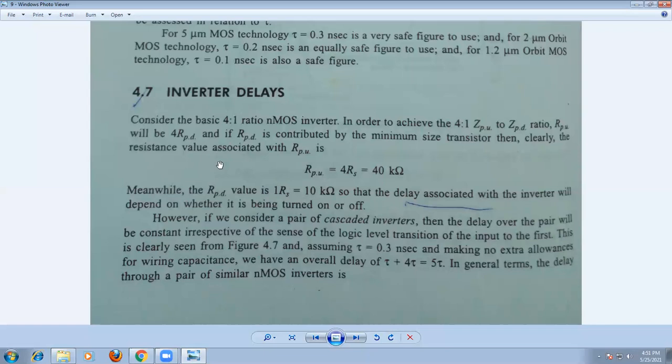So there is nothing but 1 Z into RS, where Z is equal to the minimum size, that is L by W is equal to 1. So 1 into RS. R pull up is equal to 4 times that of R pull down. What is the value? Z into RS, right? What is Z? The length to width ratio of the pull-down transistor. And we are assuming a minimum size transistor, so Z is equal to 1. So that is 1 into RS.